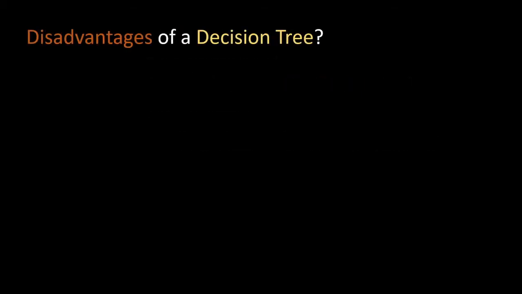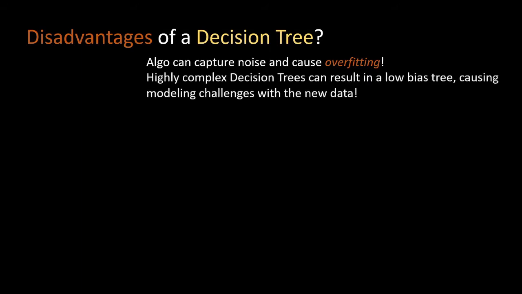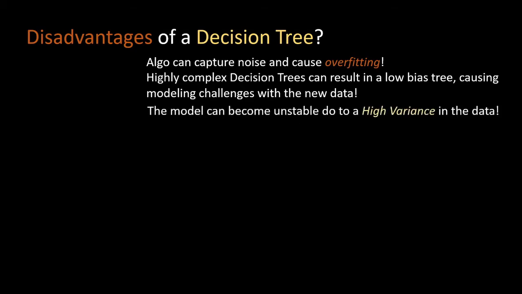And of course, we've got to talk about the disadvantages of a decision tree. Your algorithm can capture noise and cause overfitting. So you've got to be careful for that. You've got to be aware that it can happen. Highly complex decision trees can result in a low bias tree, causing modeling challenges with the new data. So that's a big disadvantage. And then finally, the model can become unstable due to high variance in the data. We'll look at this in some different examples.